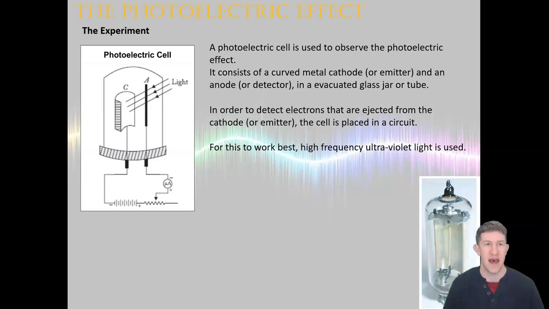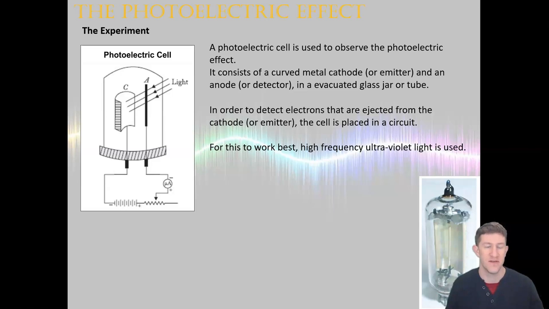The experiment that they made to test this used a photoelectric cell, which is the thing that ultimately observes the photoelectric effect. It consists of a curved metal cathode, which is the emitter, and an anode, which is the detector, in an evacuated glass tube or jar. In order to detect these electrons being ejected, we needed the cell to be placed in a circuit, because remember, electricity is just electrons flowing. If we're stripping electrons, we could collect them on a sensor, and if we join that to a circuit with an ammeter in it, we should be able to see a current being produced through the circuit.